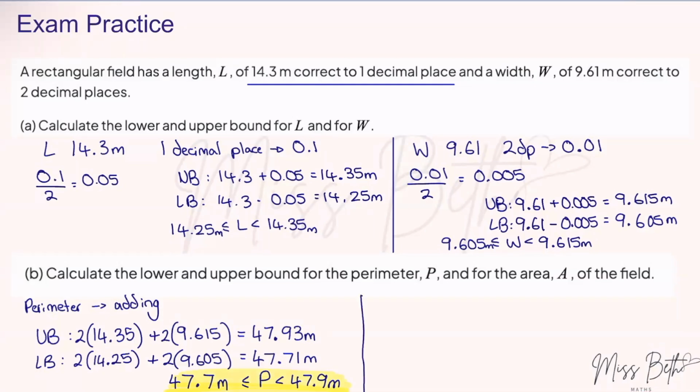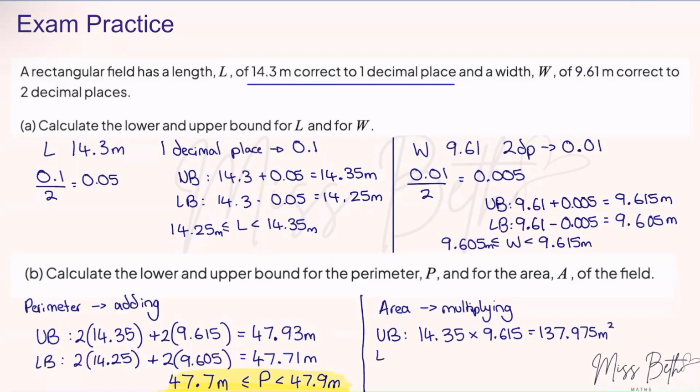Let's look at area now. For area, we are multiplying. So it's the same sort of rule where you just use upper bound times upper bound and lower bound multiplied by lower bound. For the upper bound, we would have 14.35 multiplied by 9.615. Again, just pop that into your calculator. That would give us 137.975, and that would be meters squared.